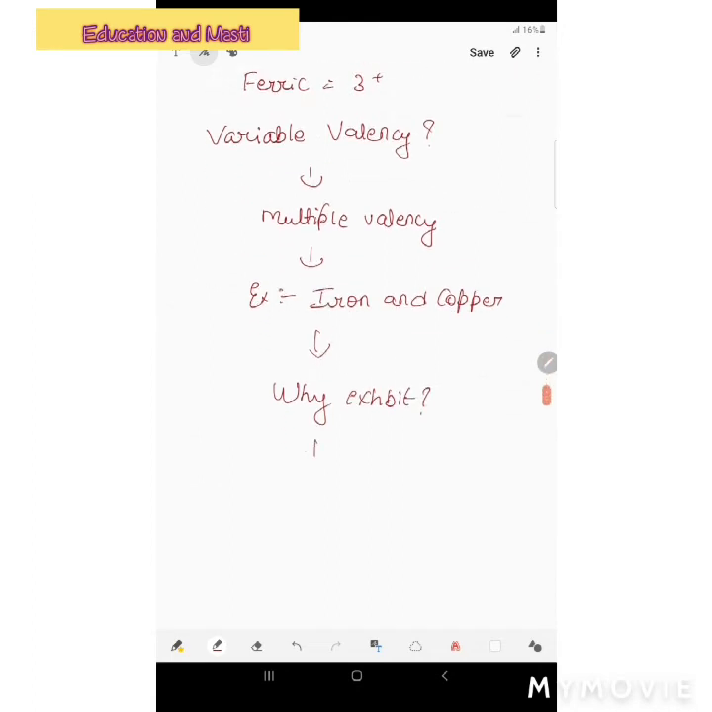They exhibit more than one valency because, basically, we know that when, let me take hydrogen, hydrogen loses one electron. So it loses the electrons. Basically the elements that do not have variable valency lose electrons from the valence shell, that is the last shell. Okay, so basically all such elements lose their electrons from the valence shell.